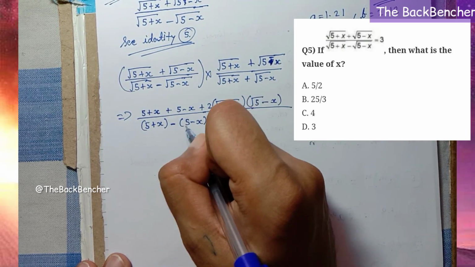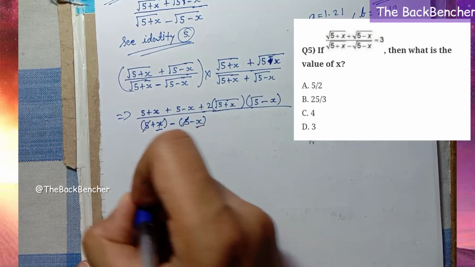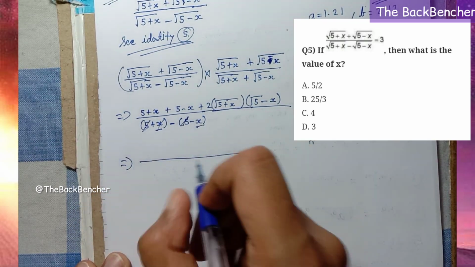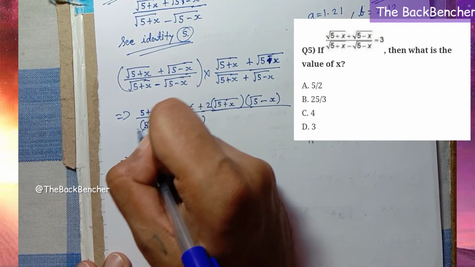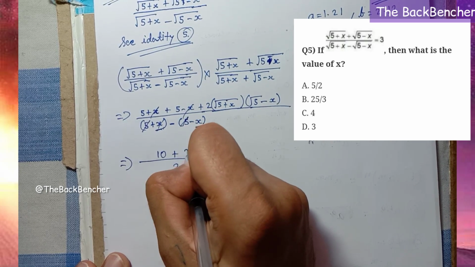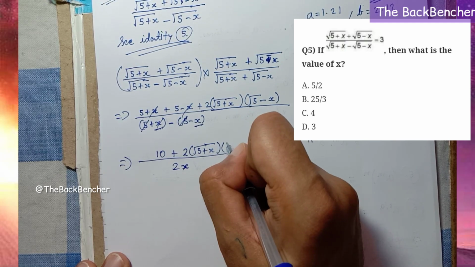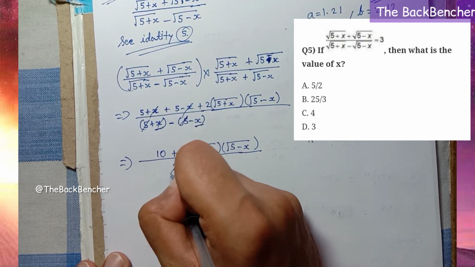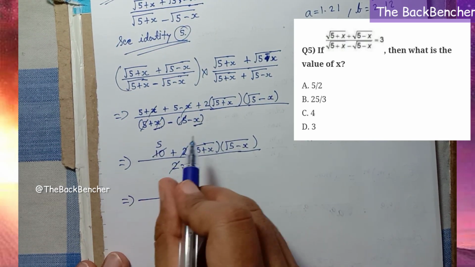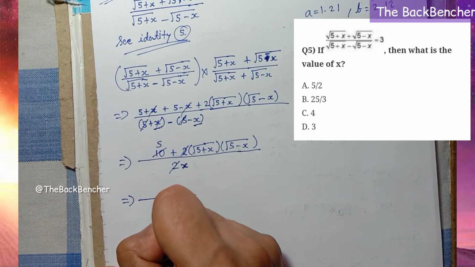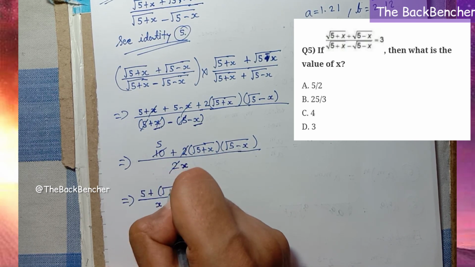That is the required. And further simplifying it, here x got cancelled, 5 got cancelled, and the denominator will be 2x. In the numerator, x got cancelled, the resultant will be 10 plus 2 times root 5 plus x and root 5 minus x. Here you can directly multiply it, because both the numbers have the same power. So 5 plus x and 5 minus x, that is a square minus b square, meaning 25 minus x square.